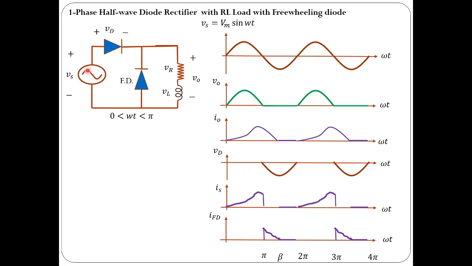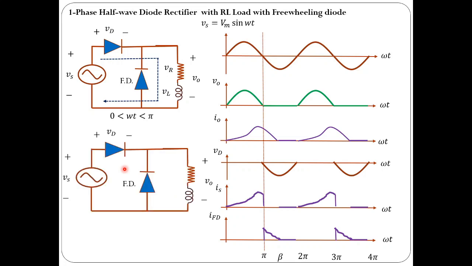In fact, the source current is the same as the diode current, which is the same as the output current. So the output current during this positive half cycle is the same as the source current. Coming to the freewheeling diode, it is reverse biased by this load voltage, so it would not conduct. So the current through the freewheeling diode is equal to 0 for the positive half cycle. That is the operation during the positive half cycle.